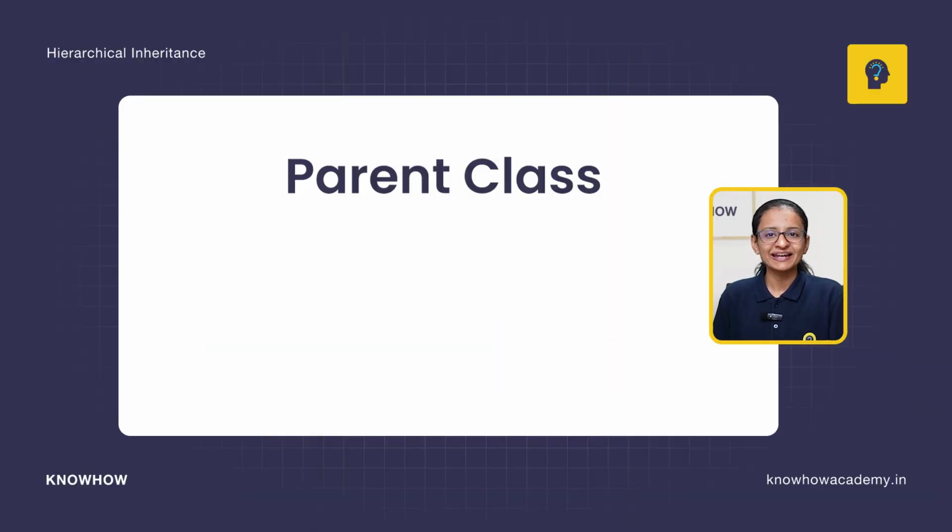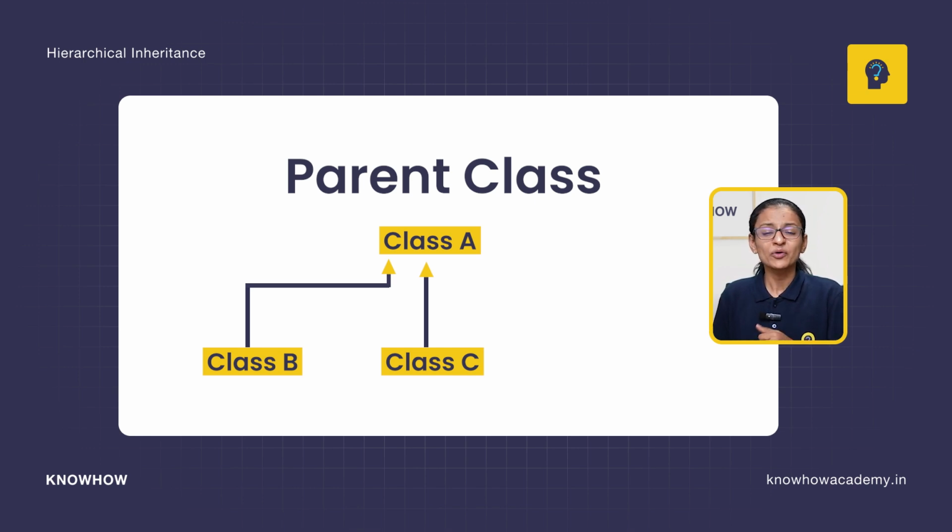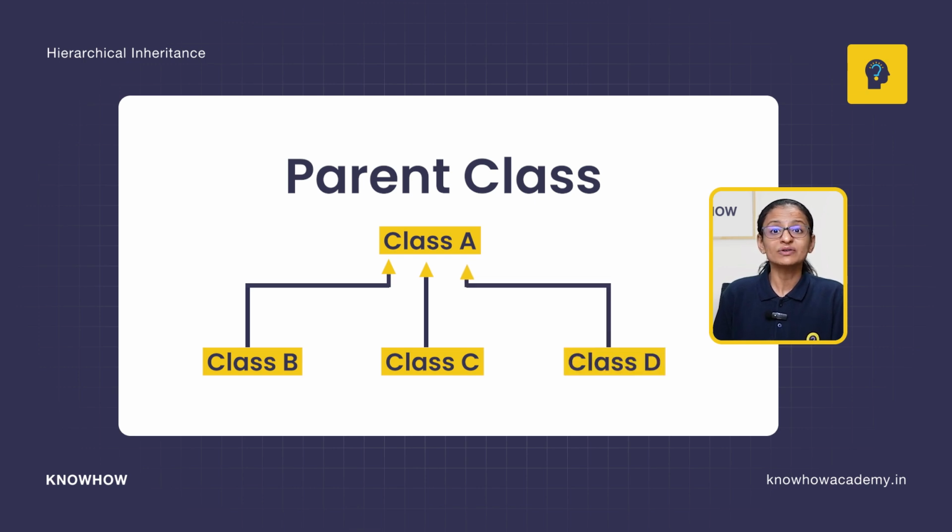Assume there is one parent class, class A. Now that parent class is derived by child class B. So B is a child class of parent class A. Now here there is another class C, which is a derived class and it is deriving base class A. So here A is also a parent class of class C. And one more class is there, that is class D, which is also deriving class A. So here you can say that A is a parent for class B, class C and class D. By seeing this picture, you will get an idea of what hierarchical inheritance is.